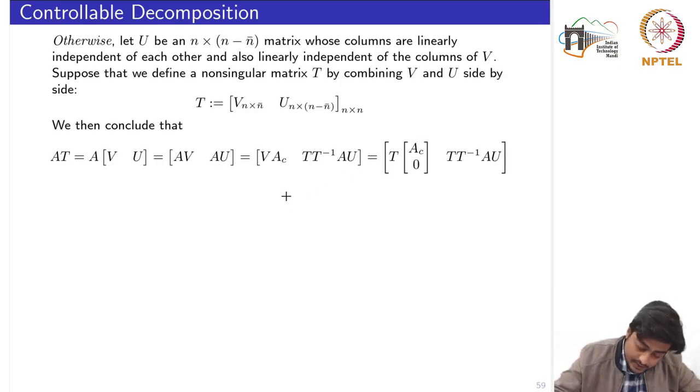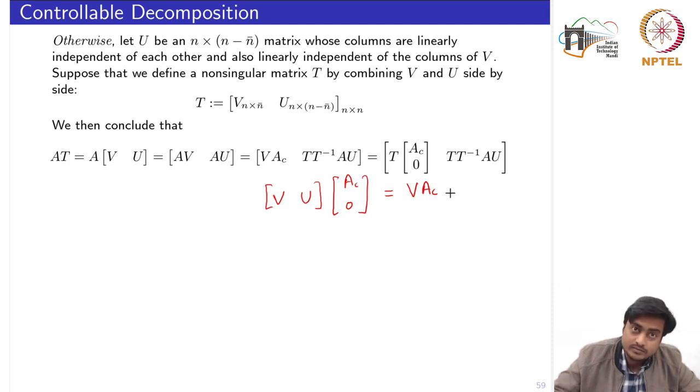Now V into AC, I can write it as T and this matrix. Let's see if you have faced any difficulty, that T is your V U. And this matrix is AC 0. So this matrix is nothing but V into AC, because U into 0 would be 0. Right? So I can write V into AC as T into this matrix AC 0, and the rest part would remain as it is. So the path from A into T to this is clear now.